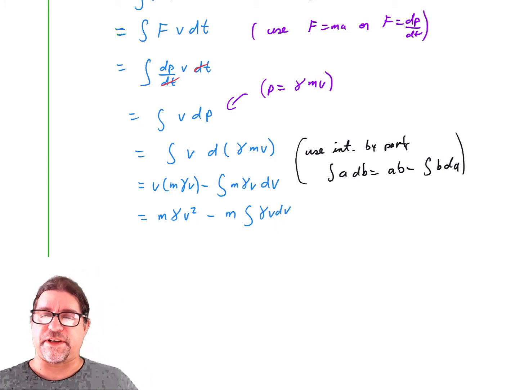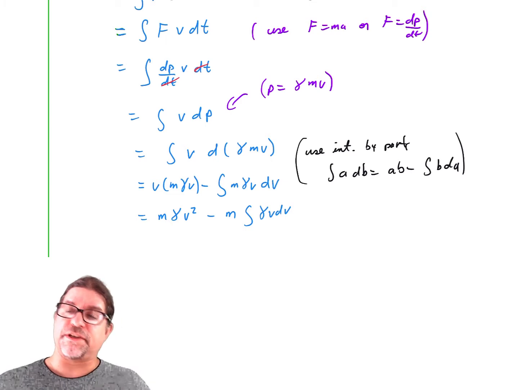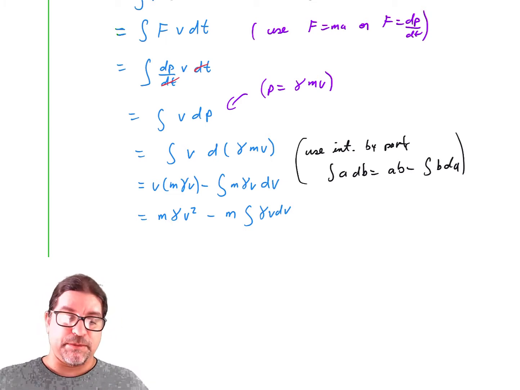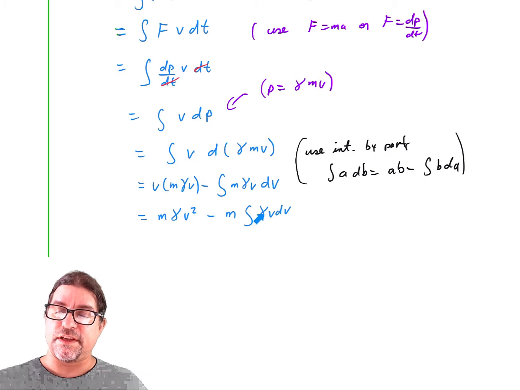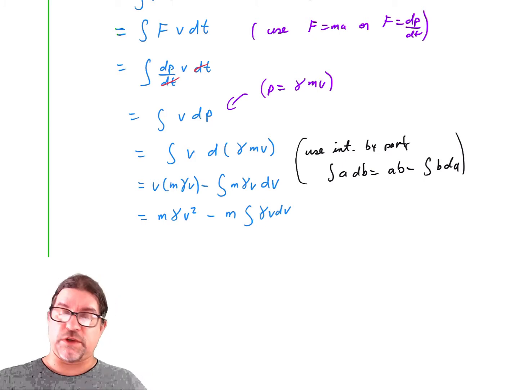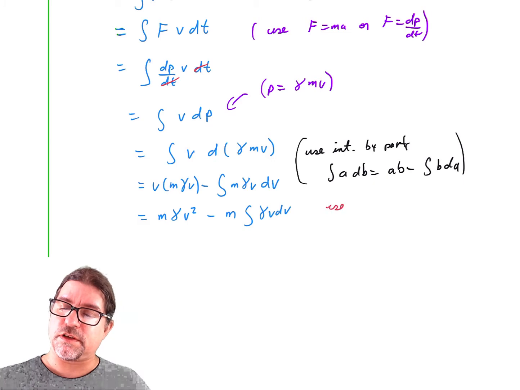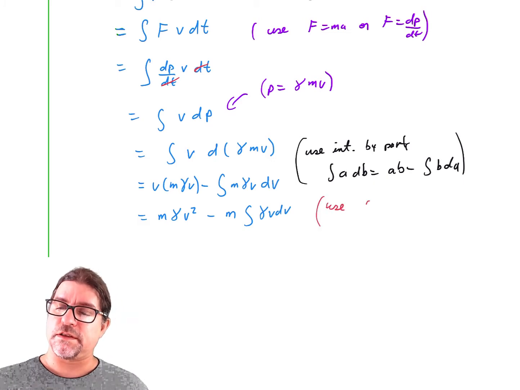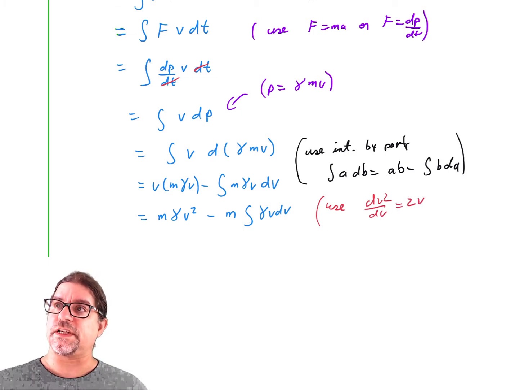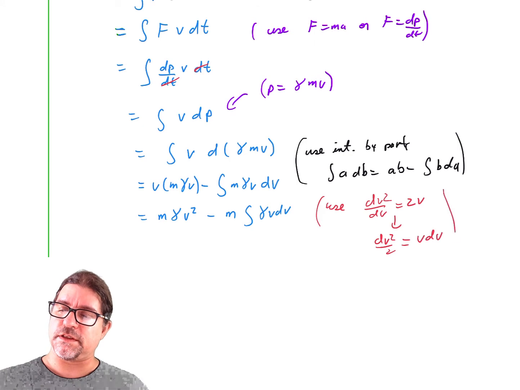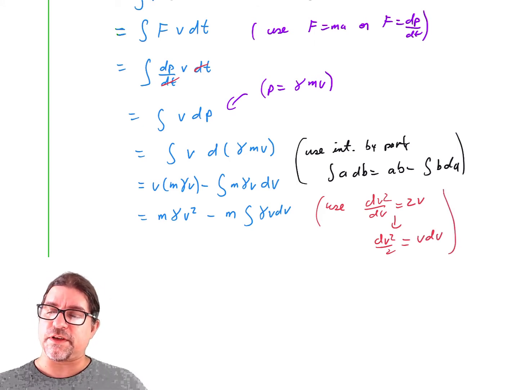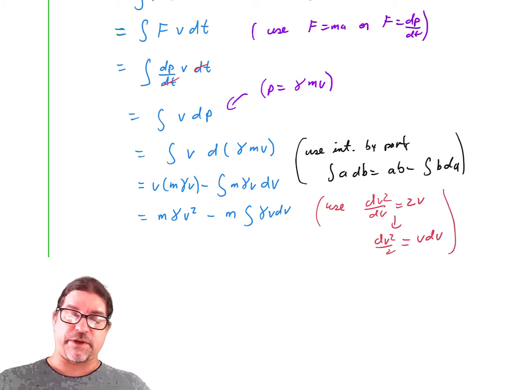All right, we are having fun now. I'd like to rewrite that v dv because this is a complicated integral, right? There's a v inside this gamma. So what I'm going to do is use d(v squared)/dv is equal to 2v, right? And I can rearrange that to say that d(v squared) over 2 is equal to v dv, right? See how that works out? So now I can replace that v dv with this d(v squared) over 2.